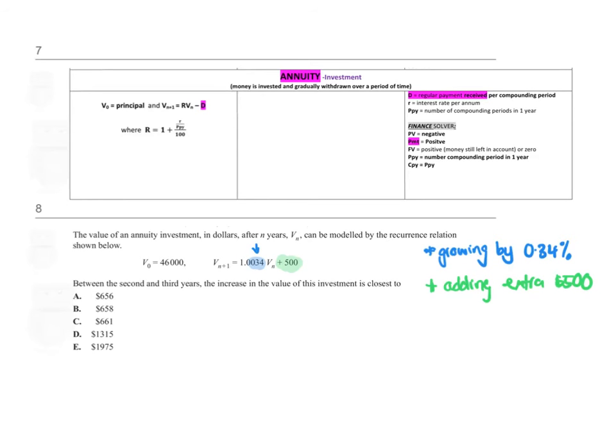So between the second and the third year, the increase in value of this investment is closest to what? For the second and third years, I'd probably look at this on the calculator. So I'm going to pop in my 46,000, press enter, and then do the rule, and look at the third and fourth year. You can see there's the C. All right, I'll pop in the calculator a bit after.